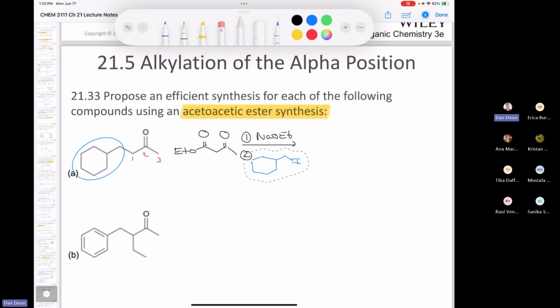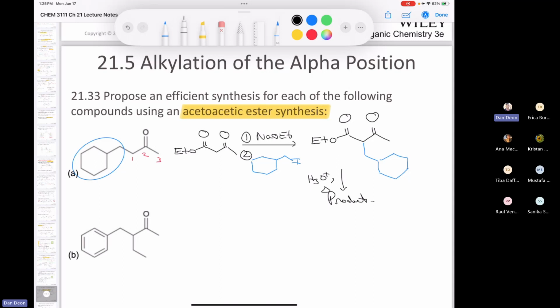So we'll turn it to blue like that. Okay, and then what are we going to end up with? We're going to end up with something that looks like this. So we have our ethyl acetoacetate like that. Now we're going to have our alkyl halide like that. And then to finish it off, we're going to do H3O plus and heat, and that is going to give us the final product. All right.